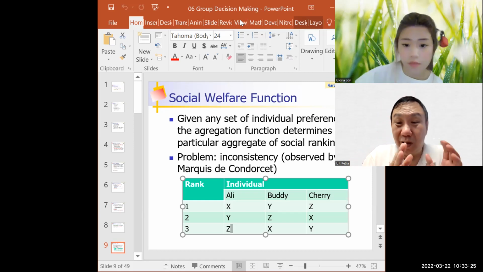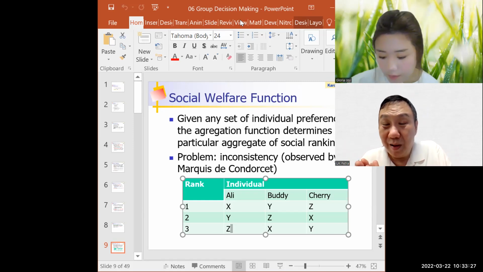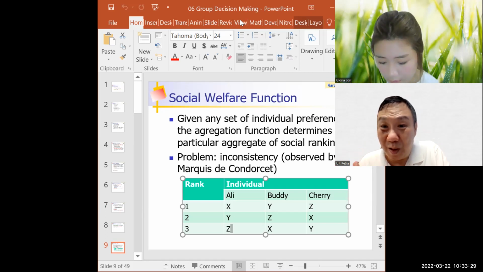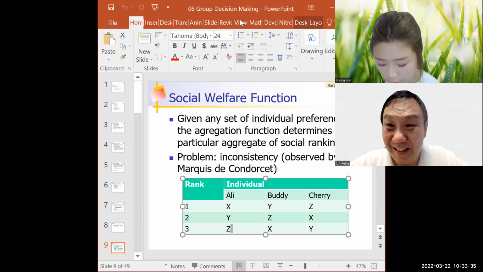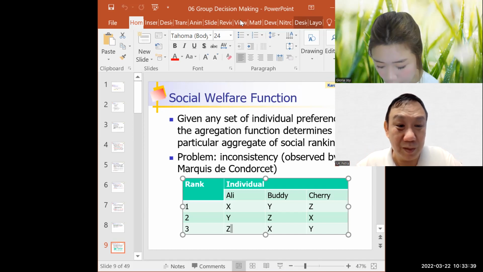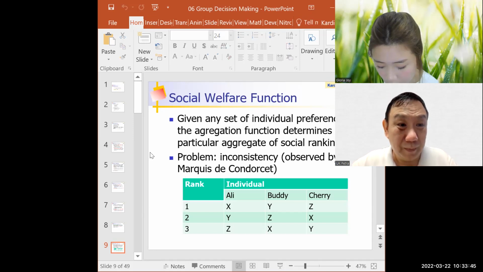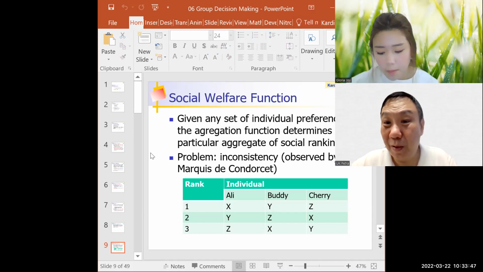A while ago we said X is higher than Y and Y is higher than Z. Now you said Z is higher than X. So it's not transitive, isn't it? So then we start to understand that there is a problem here: the problem of inconsistency. Okay, so this is a paradox.